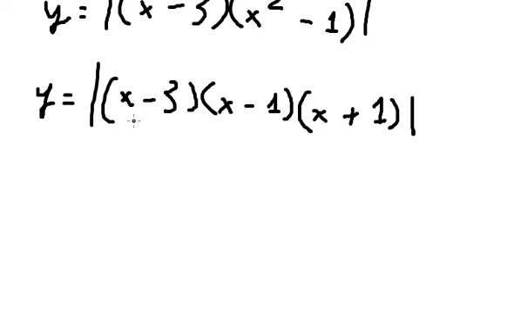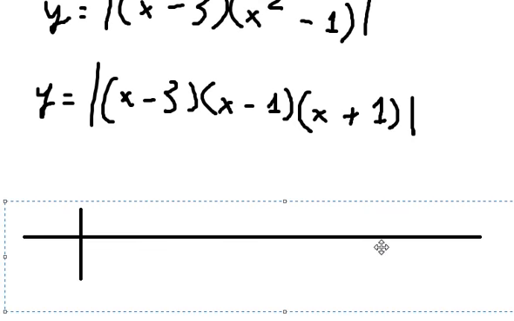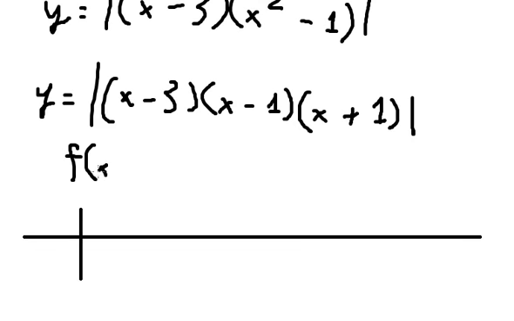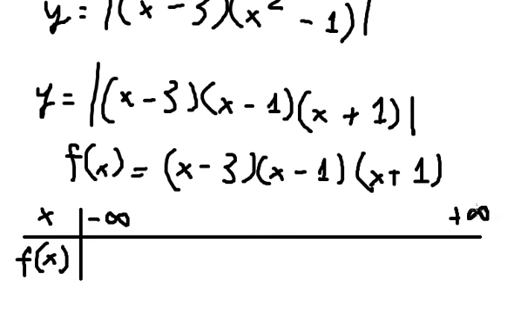Now, we need to draw the table about this one in here. So, we have number 3, number 1, and negative number 1. Are the solutions of this one. Let's say I will consider this function in here. So we have number 3, number 1, and negative number 1. They are the solutions of f of x.